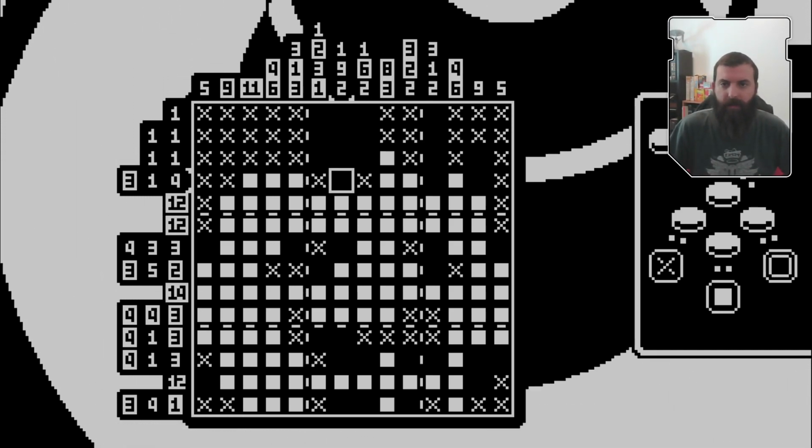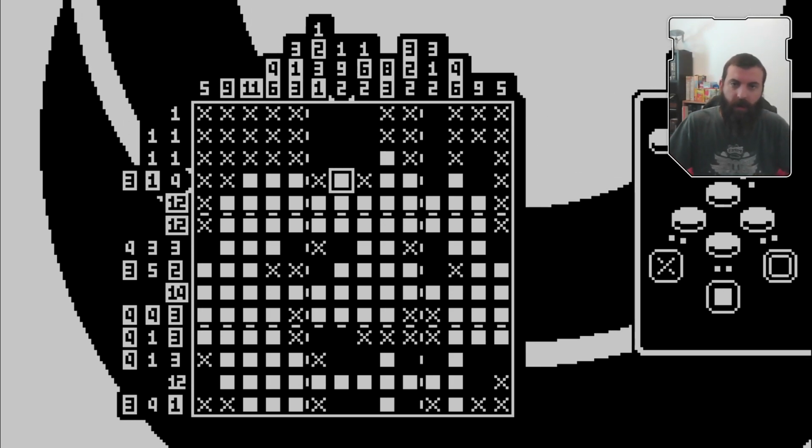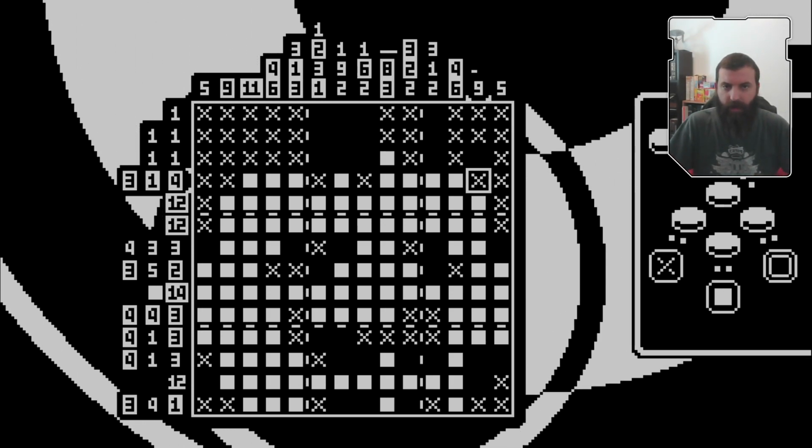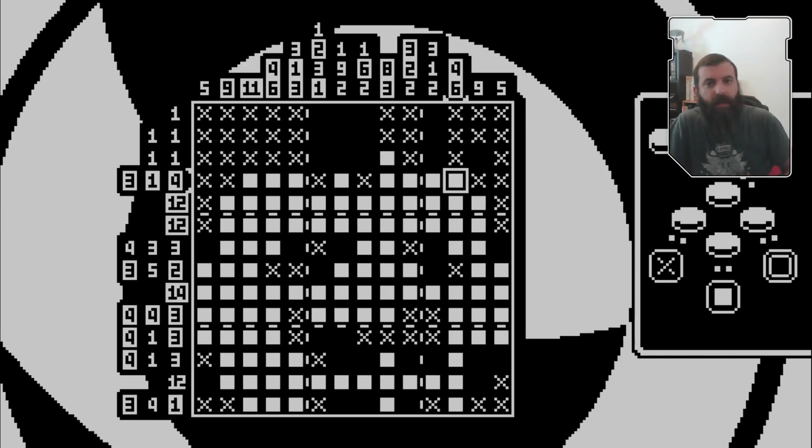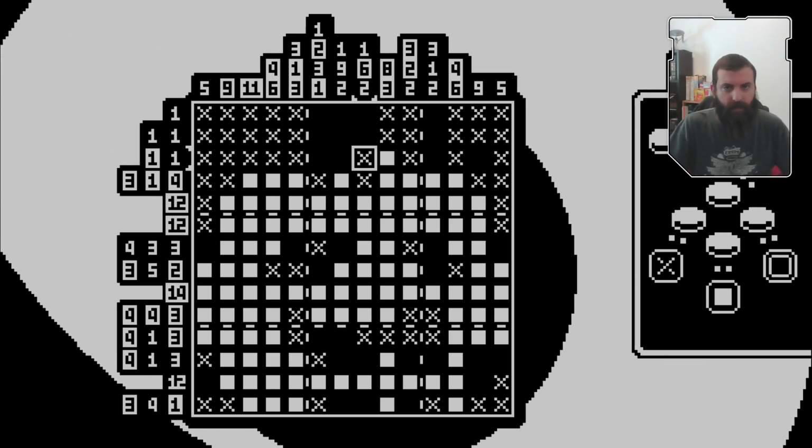That actually does tell us some stuff here. Horizontal 3, 1, 4. 4 has to be like that. The 1 had to be like that. Horizontal 1, that blocks that out.